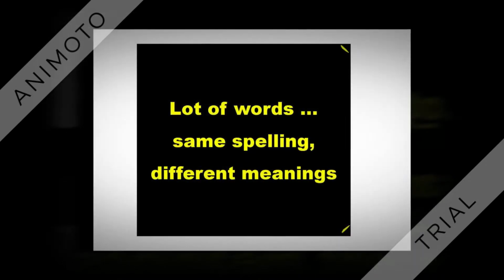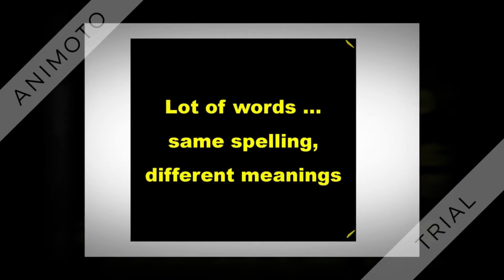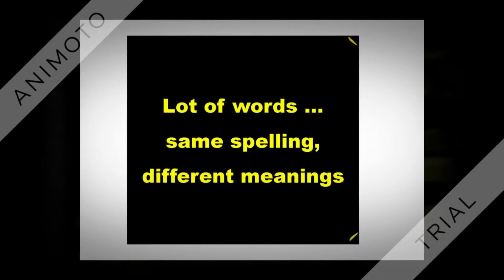Let us quickly look at some words in the I series. If we could cast our minds back, we have two forms of I, that is the E and the A. There are a lot of words that have the same spelling but different meanings in the I series.